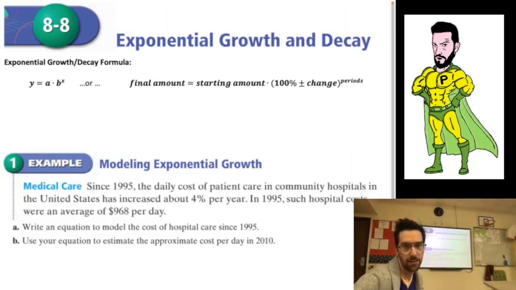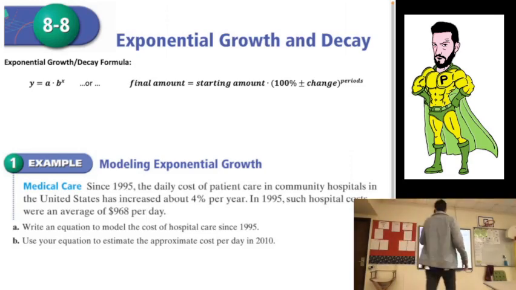Hey, we're talking exponential growth and decay right here. There is a general formula in the textbook that says y equals a times b to the x power. I like cleaning that up in a different way. y is kind of like our final amount. The a here is the initial amount. It's the amount you start with.